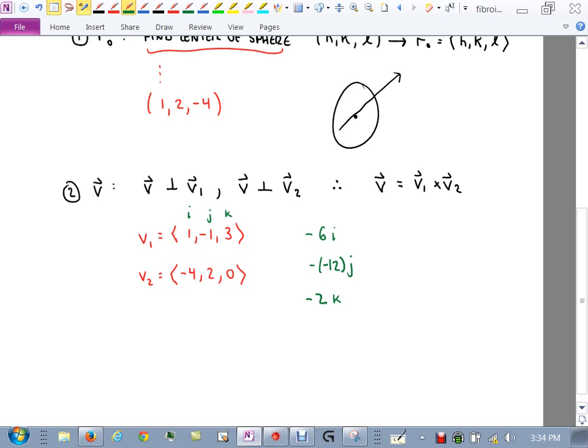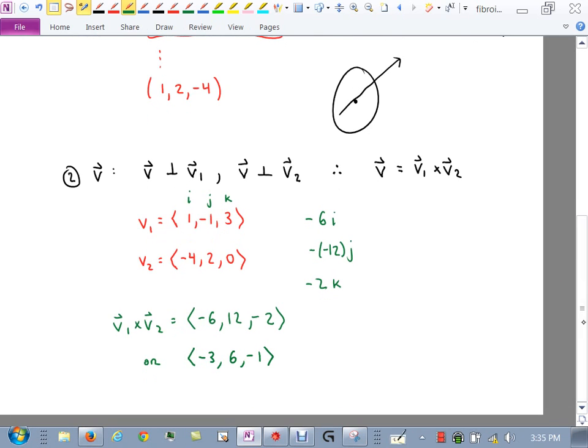Are we okay with this or not? So V1 cross V2 must equal -6, 12, -2, right? Or I can scale it. It's okay to scale it. They're all divisible by 2. So I could, you don't have to do this step, but keep my numbers small. So now I have V, don't I?